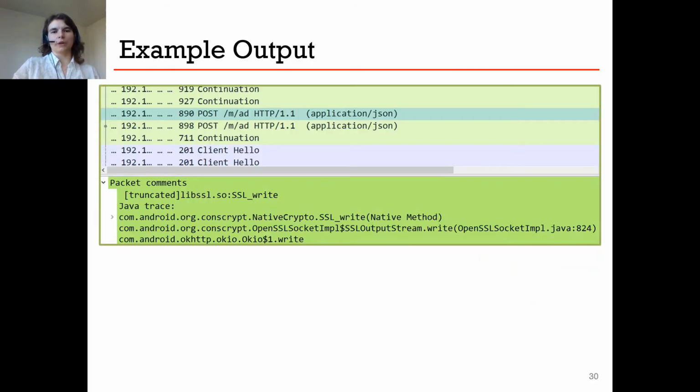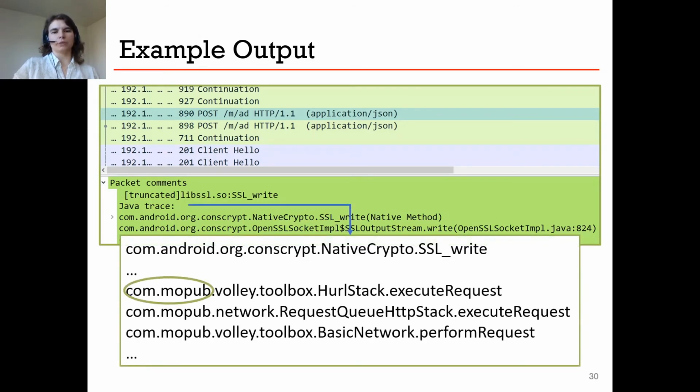Here's an example output of PCAPNG trace captured by our tool. Here I am highlighting what is obviously an ad request. And inside the packet comments, we see that this SSL write call was initiated by the mopub library.